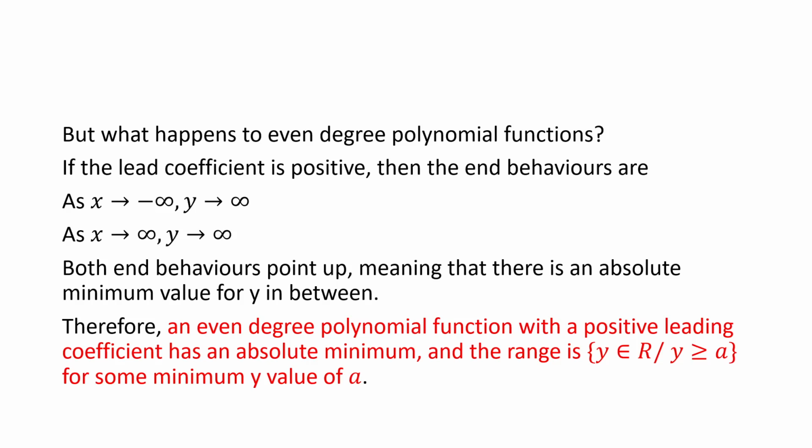Well, if the lead coefficient is positive, then the end behaviors are: as x goes to negative infinity, y goes to infinity, and as x goes to infinity, y goes to infinity. In other words, the end behaviors look like this. Both of these end behaviors are pointing up, which means that the curve might turn and twist in the middle, but it's ultimately going to be up on both ends. So there's going to be an absolute minimum somewhere. In such a situation, there will be an absolute minimum value for y. And so what that means is that the range will be y element of the reals such that y is greater than or equal to a for some value of a.